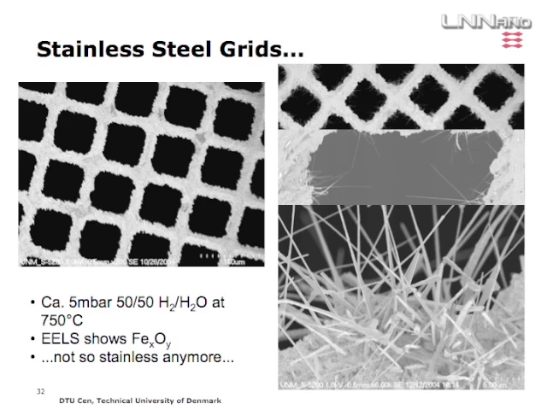So we thought stainless steel is probably a great idea because, well, it's stainless. Well, it turns out that if you use this in an atmosphere of 5 millibars, 1-to-1 hydrogen and water at 750 degrees, you form these very nice, and it looks very cool, little filaments, and they are indeed iron oxide. So stainless is not necessarily stainless.